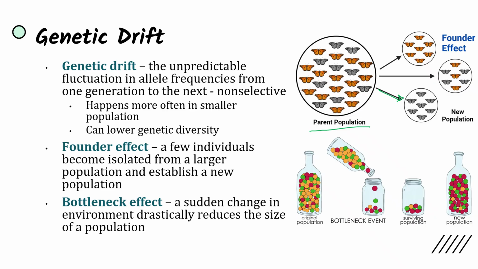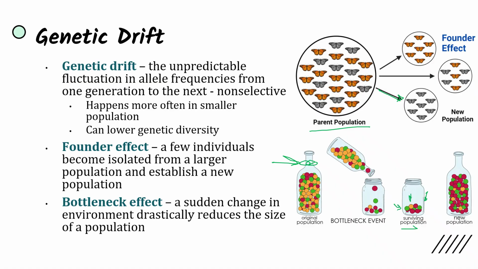We also have bottleneck effect, where a sudden change in the environment drastically reduces the size of a population. So the population has gone through the neck of a bottle, the skinny part of the bottle, and after a bottleneck event that can drastically change the environment, the surviving population is not going to represent the entire original population. It's only going to represent a part of that population. As you can see here, we have the original population of yellow, green, and red marbles. But after the bottleneck effect, the surviving population is primarily red and green marbles.